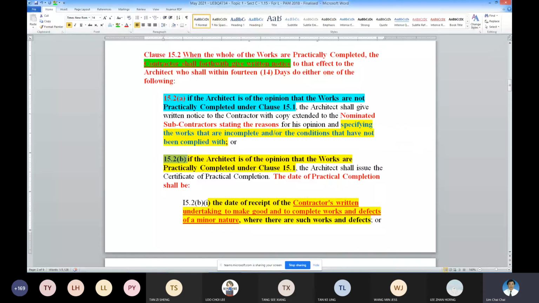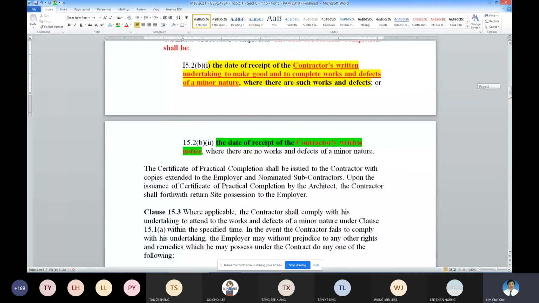Okay. So what is the significance of the CPC? There are a lot of things, very important and significant. We'll cover that maybe in a tutorial and so on. The significance of CPC plus others. So these are the processes that need to be complied with by the architect. They give a copy to the contractor, employer, and nominated subcontractor, and so on.